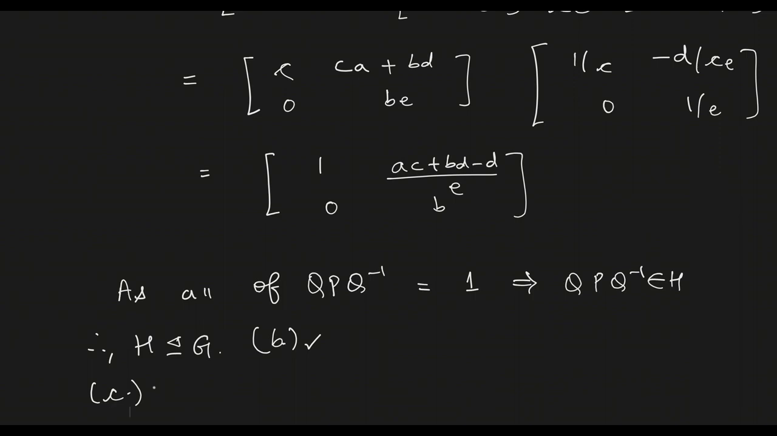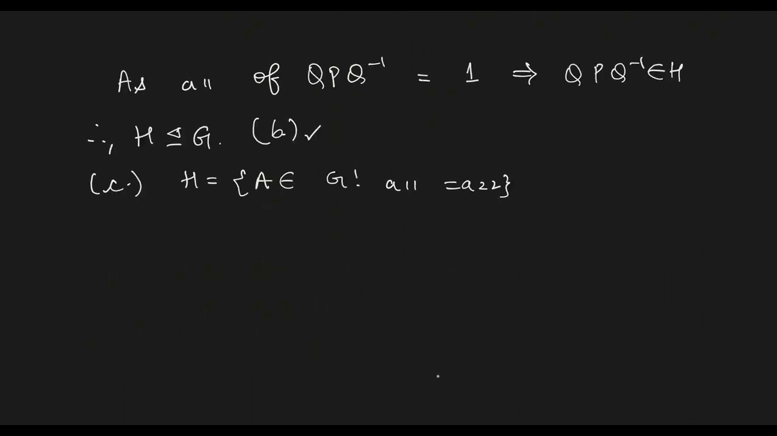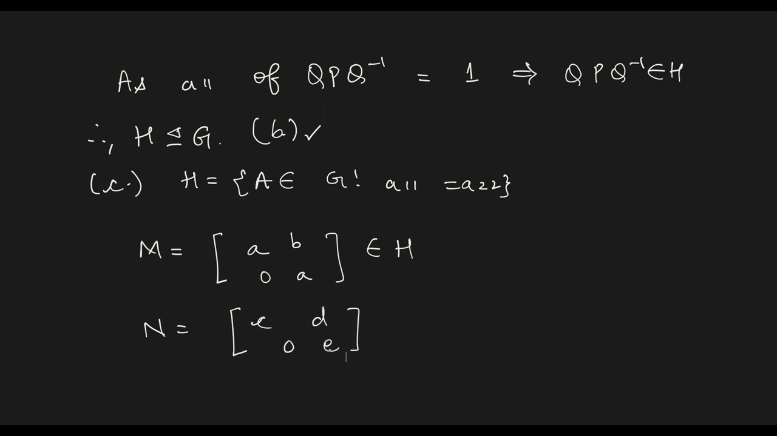A11 equal to A22. H is equal to A belongs to G such that A11 is equal to A22. Diagonal entries are same. So simply take matrix M as A B 0 A, this belongs to H, and matrix N as C D 0 E. What were you saying about the third part, will it come or not?